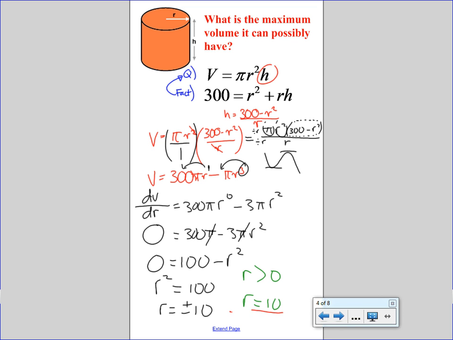So the volume isn't 10. I haven't found the maximum volume yet, have I? No, all I've found out is the radius that gives us our maximum volume, exactly. So if I wanted to find the actual maximum volume, I'd go back up to my equation for volume. Here it is. Put my 10 in there, and then I'd find the maximum volume.